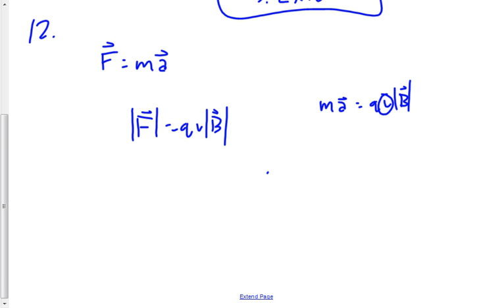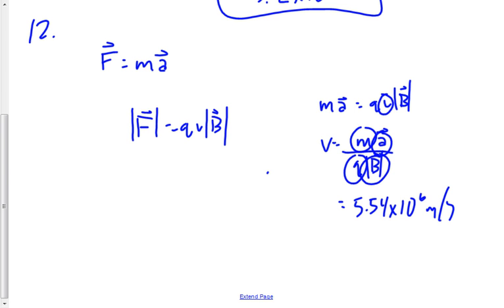Solve for V. V is equal to m times A over Q times B. The mass of the alpha particles is on your data sheet, so is the charge, 3.2 times 10 to the minus 19. The magnetic field strength is given to us here, so is the acceleration. We solve for the speed. You get 5.54 times 10 to the 6.